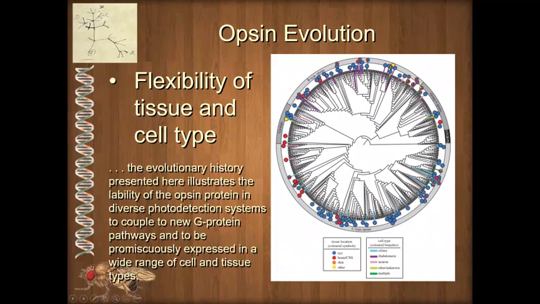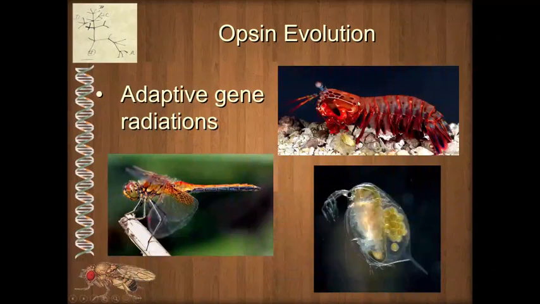So near the end of the Porter et al. paper, they say the evolutionary history presented here illustrates the lability, good vocabulary word, that means flexibility, basically the ability to change, evolve, and mutate. But the lability of the opsin protein in diverse photodetection systems to couple to new G protein pathways. I didn't put that image here, but the other pathways that they interact with are also very diverse and don't show a clear, distinct pattern either. And to be promiscuously expressed in a wide range of cell and tissue types, which is illustrated in this diagram. And so finally, to completely finish this, let's look at an example of extreme, both at the morphological level and at the molecular level.